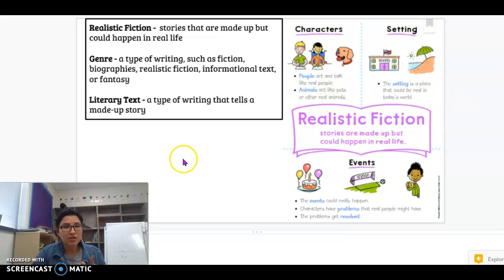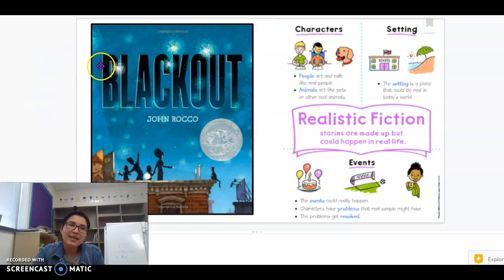And one more thing I want to mention is whenever you have a realistic fiction, do you know what the author's purpose is? Remember, it can be persuade, inform, or entertain. Do you know what the author's purpose is usually for realistic fiction? To entertain. The main purpose for realistic fiction stories like Blackout is just to entertain the reader.